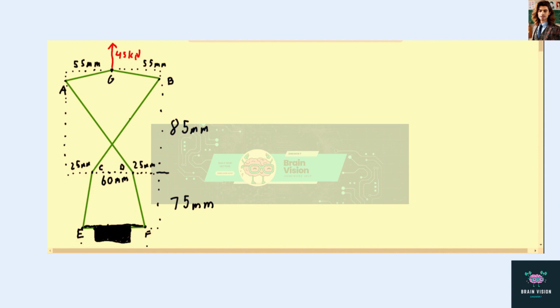We need to find the forces exerted at the point D and the point F due to the force of 45 kilonewtons acting at the point G. So to start solving this problem, we're going to first take the sum of moments about the point A and set it equal to 0.